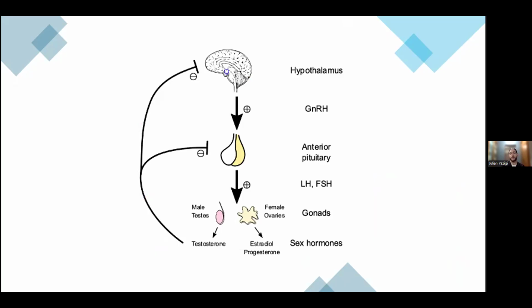In its normal mechanism, pulsatility is the key. Intermittent GnRH drives gonadotroph responsiveness, whereas continuous GnRH exposure suppresses it. In males, luteinizing hormone stimulates Leydig cells to make testosterone, and FSH supports Sertoli cell function and spermatogenesis. In females, LH and FSH coordinate follicular maturation, ovulation, and cyclic estrogen progesterone production.